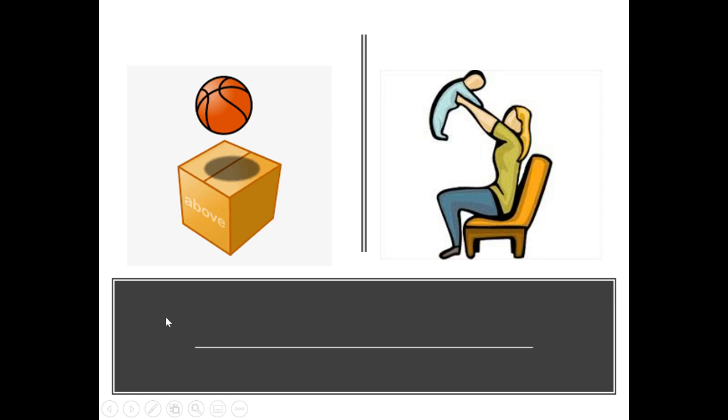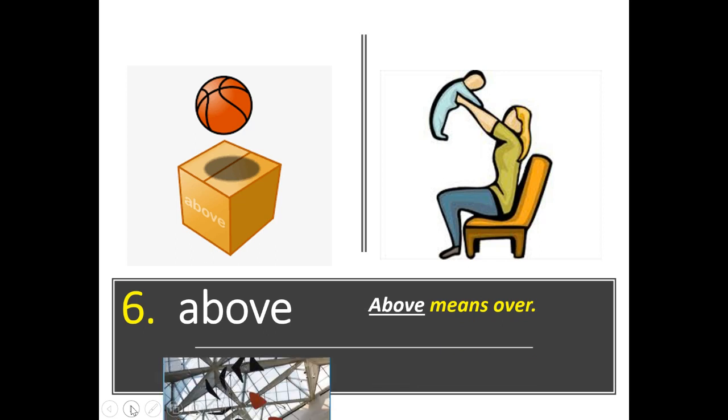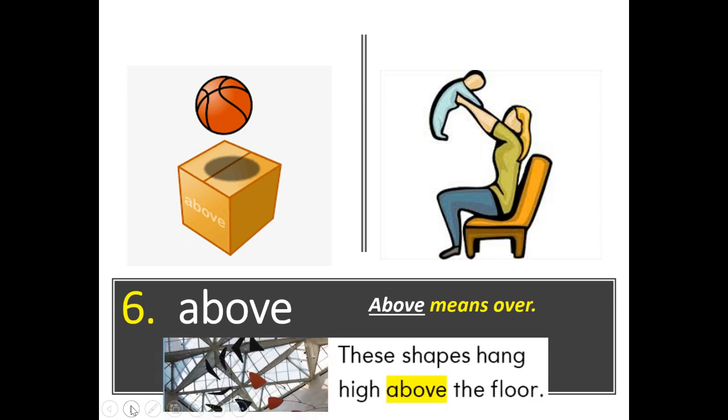So, let's see what the word is. Above. Above means over. These shapes hang high above the floor, above or over. How do I use it? There's a row of pictures above or over the fireplace. What is above or over your bed?